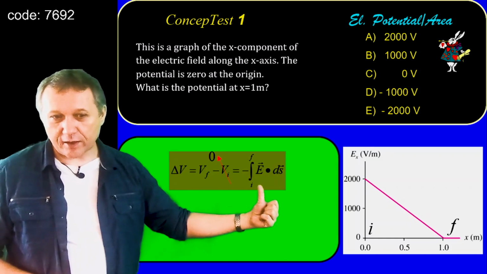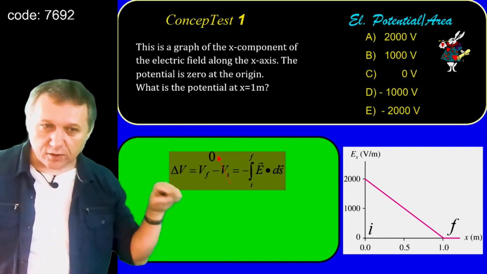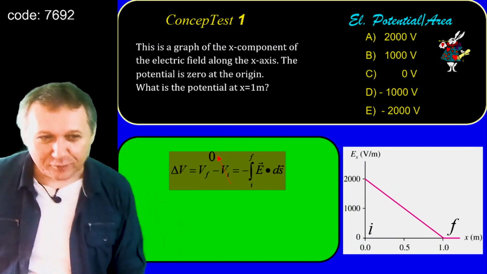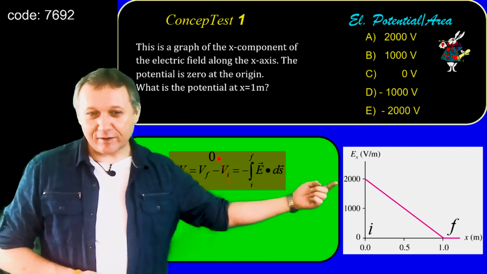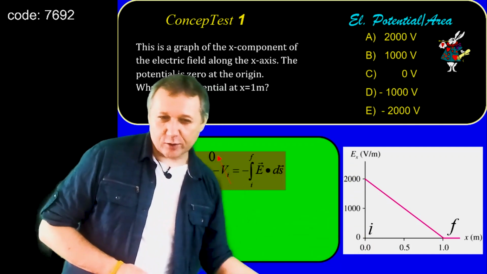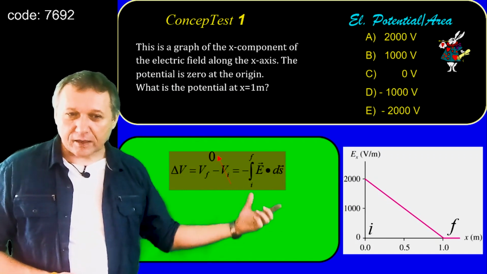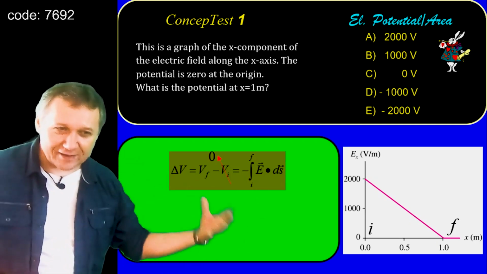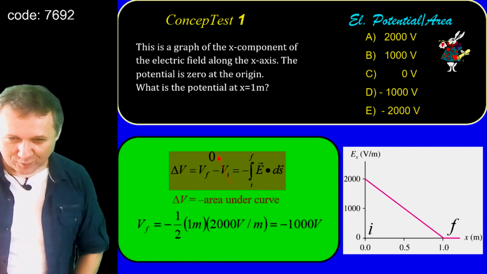So we just need to calculate the area under the curve between 0 and 1, and don't forget the minus. And how many forgot? 28% of students, guys, you forgot about the minus. So if we calculate the area, of course, it's 1/2 times the base, which is 1, times the height, which is 2,000. The area is 1,000. But of course, we need to put a minus in front. So it's not just area, it's a negative area. So it's minus 1,000 volts.